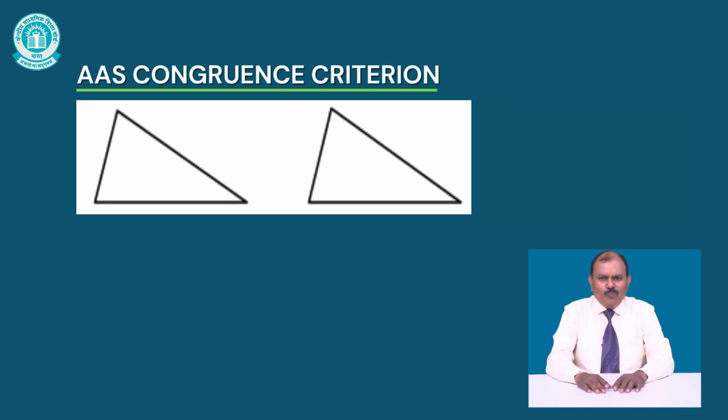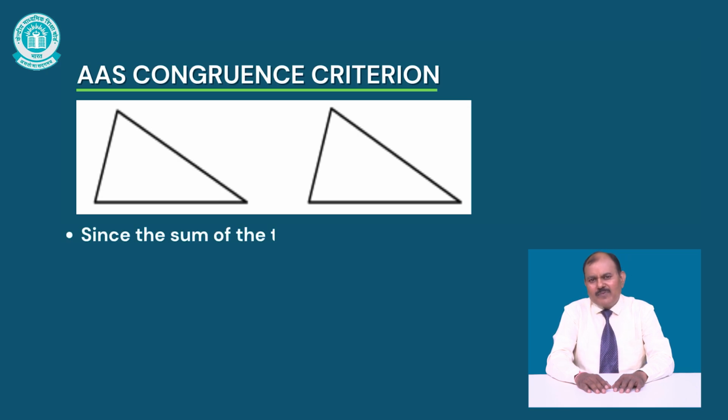Now, suppose in two triangles, two pairs of angles and one pair of corresponding sides are equal, but the side is not included between the corresponding equal pairs of angles. Are the triangles still congruent? We observe that they are congruent. Can we reason out why?